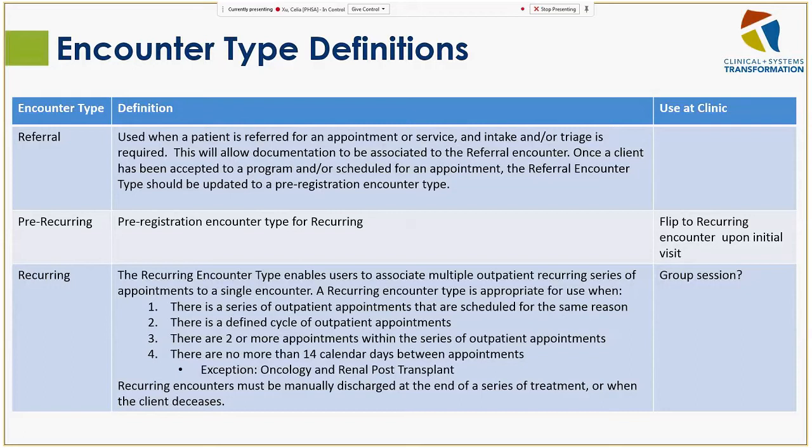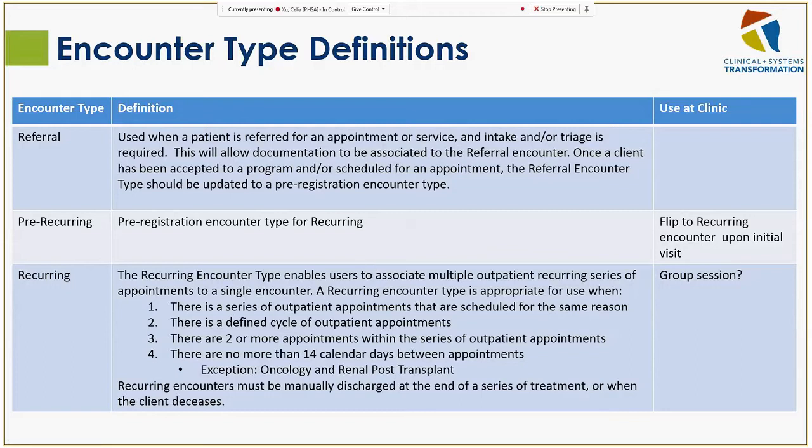The next one I will talk about is the recurring encounter type. The pre-recurring is just a pre-registration encounter type for recurring. The recurring type is like an outpatient encounter class, but it will stay open for a period of time. Usually the recurring encounter type will allow the user to associate multiple outpatient appointments to the same encounter.